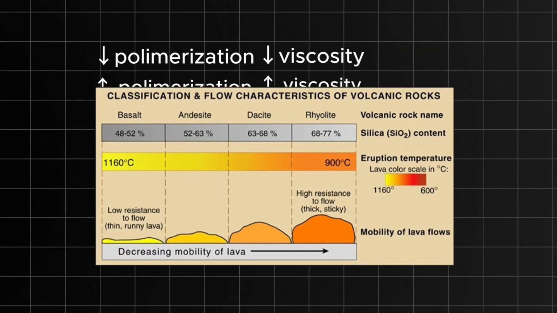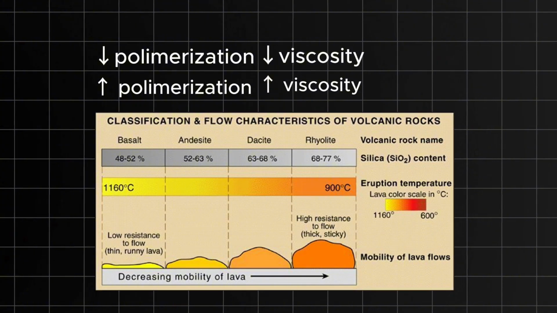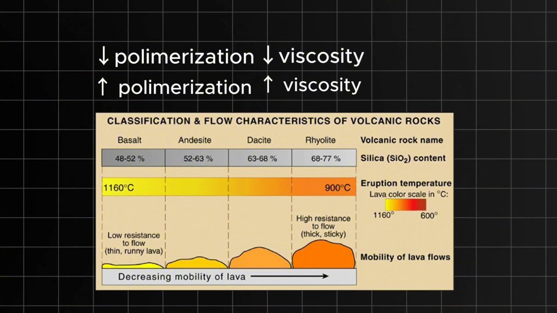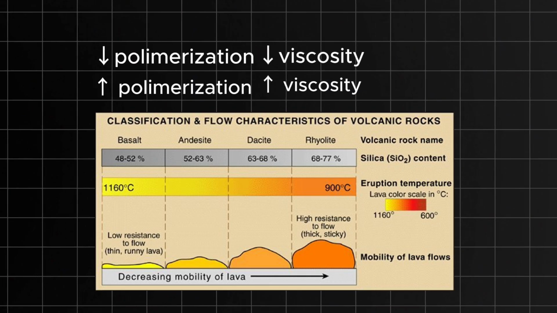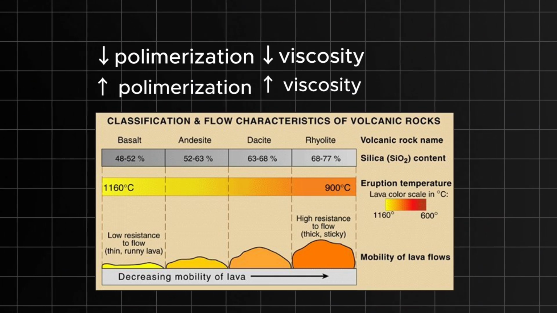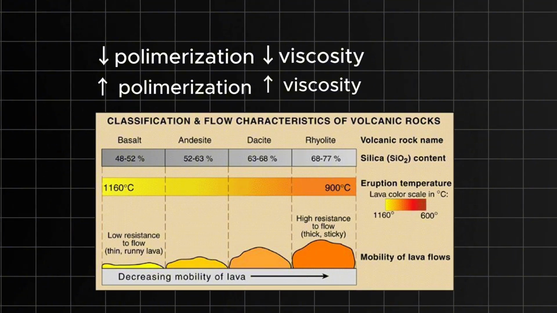High polymerization creates three-dimensional tetrahedral networks, increasing viscosity, which is characteristic of felsic magmas. As a result, rhyolitic magmas, with more than 66% silica, are generally much more viscous than basaltic magmas, which have between 45 and 52% silica. Andesitic magmas, with silica content between 52 and 66%, have an intermediate viscosity.